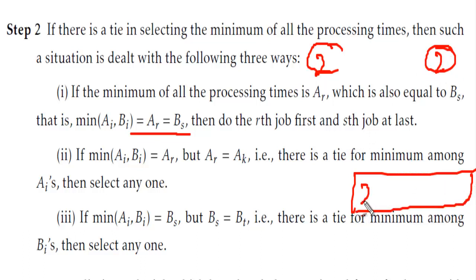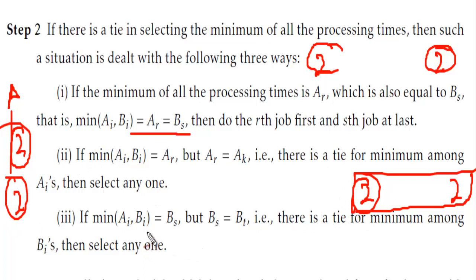I will assign 2 in the front because of A and 2 in the back because of B. Now there could be a second scenario where there is a tie between the A's only. So inside the A machine there is a tie: here it was 2, and below it is also 2. Then I can choose any one. I will not choose both. I can choose this or I can choose this. So use only one, once.